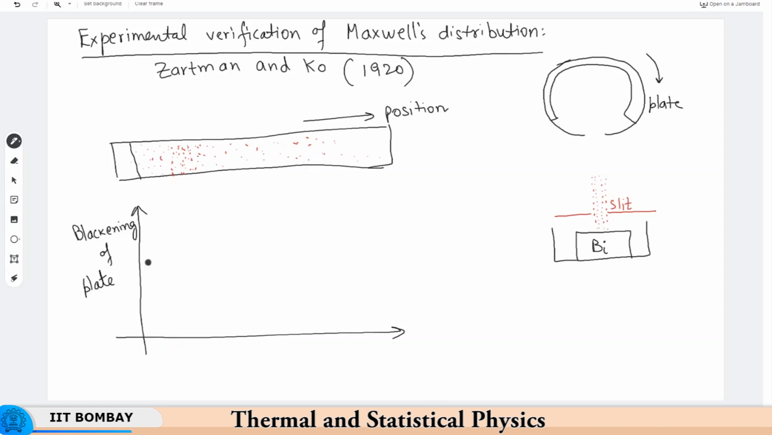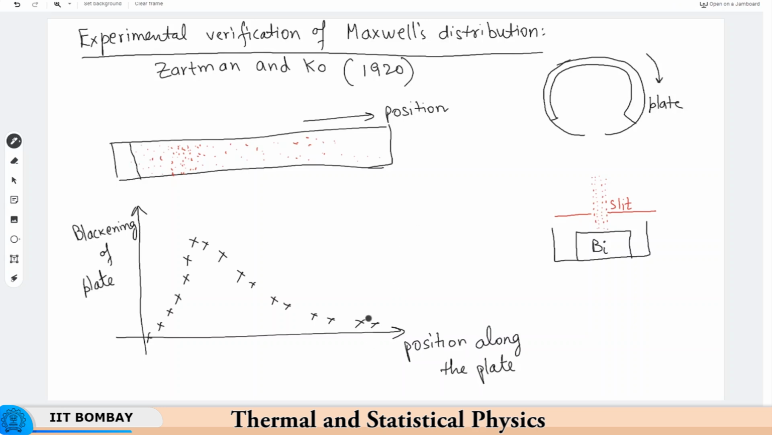So, what they observed, so their data points looked something like that. So this is where the peak was, and then it decayed. These were the data points, and this is basically the position along the plate. And again, just imagine how this experiment is going on.